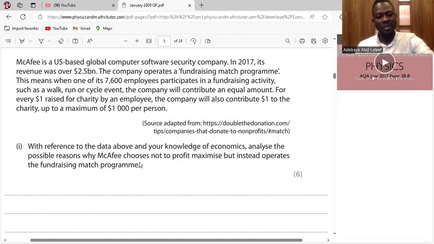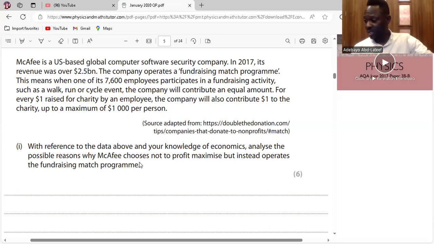Did you get my point or not? Yes, which is objective. So, the objective of a business might be profit maximization. But here they asked, why would McAfee have chosen fundraising instead of profit maximization? One reason is that McAfee might have switched its objective from profit maximization to social responsibility. That's the first point. I think it's clear.